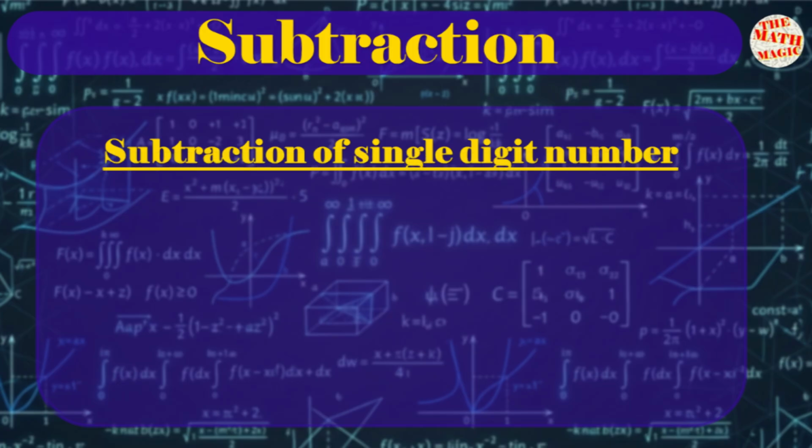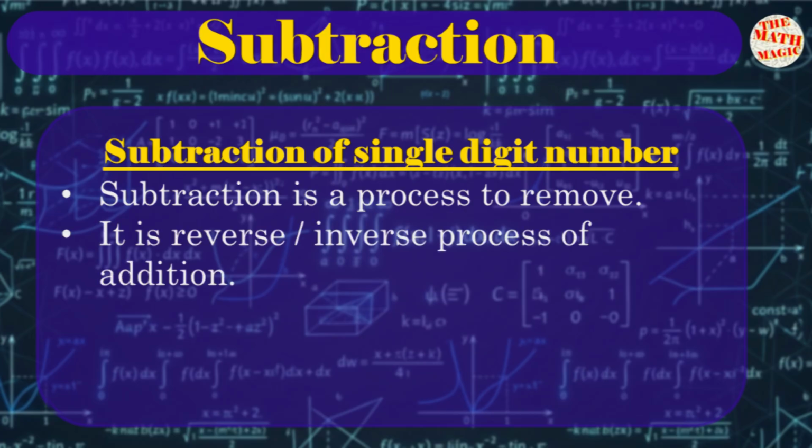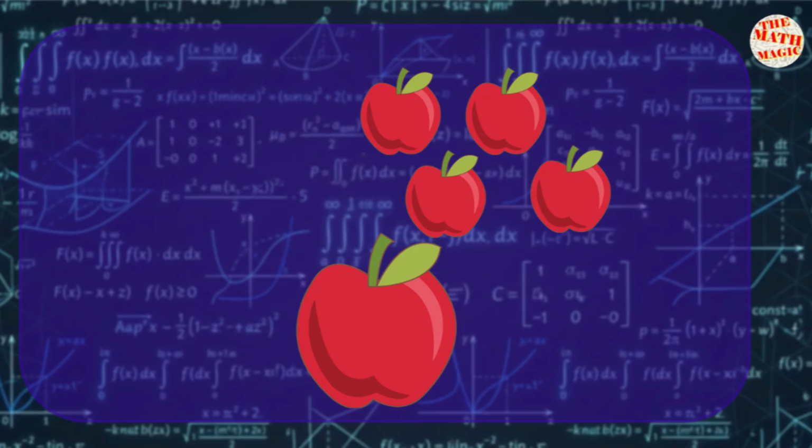Finally, we have completed our first half and we are going to start subtraction now. We begin with single-digit numbers. Subtraction is the process of removing. It is just the reverse or inverse process of addition. Let's see how 9 minus 4 comes as 5. Suppose you have 9 apples and you ate 4 of them, then how many will remain now? Yes, your answer is correct, it's 5.